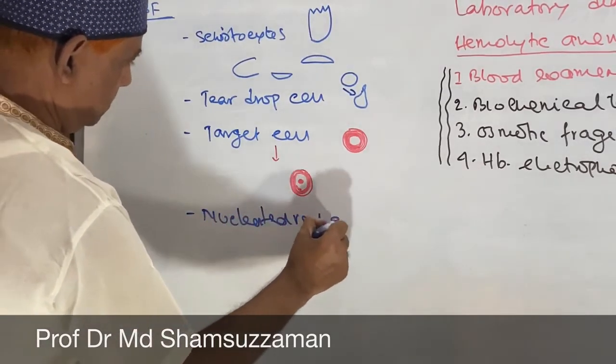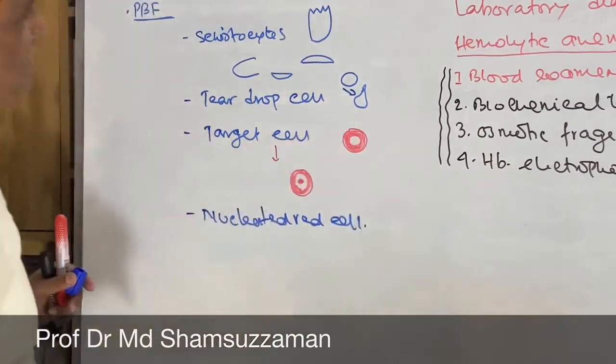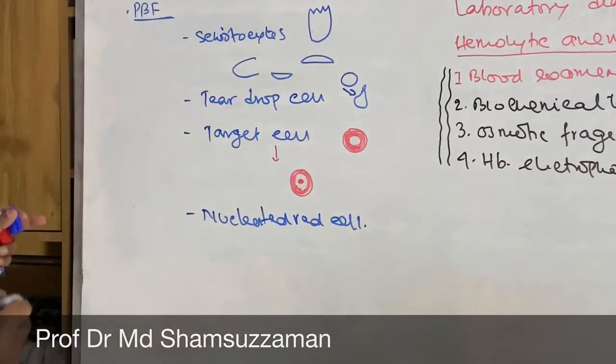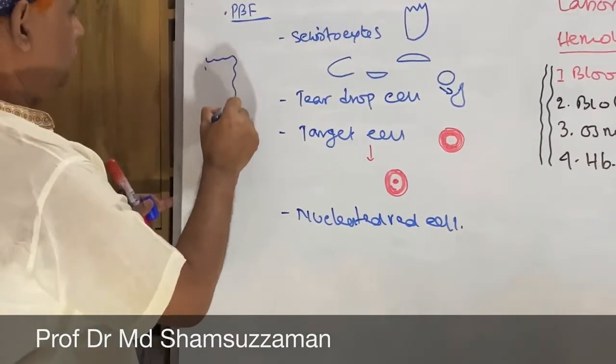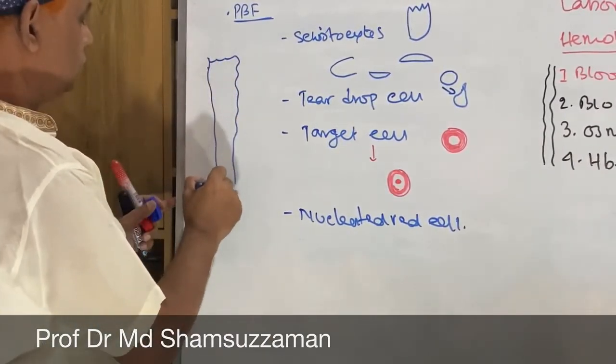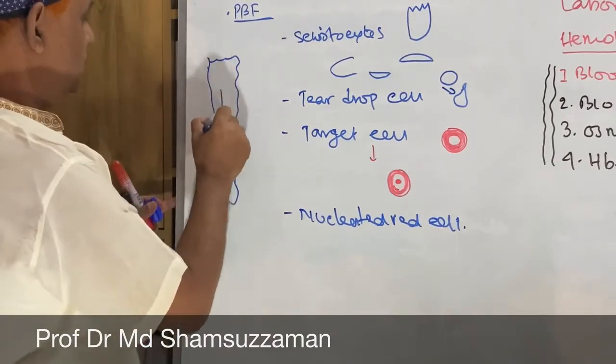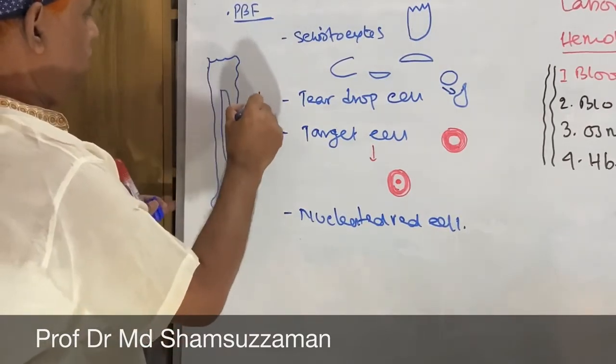Nucleated red cell. Why nucleated red cells in hemolytic anemia? Dear audience, suppose this is the bone marrow, this is the bone, this is the medullary cavity, this is the blood.